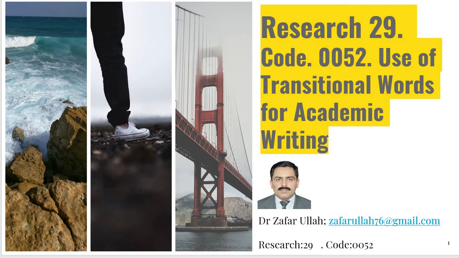Hello students. Today we want to discuss the use of transitional words for academic writing. Transitional words have different names, for example, linkers, discourse markers, and connectives. Basically, they connect thoughts and ideas, and Aristotle has mentioned that a text must have unity of text, unity of ideas. So a text should be a well-knit and well-connected piece of writing.